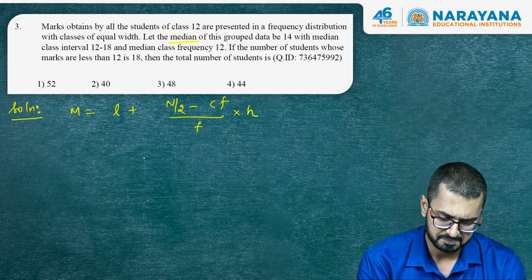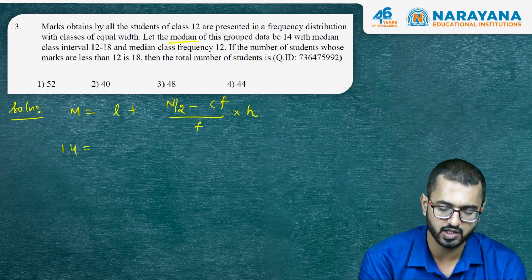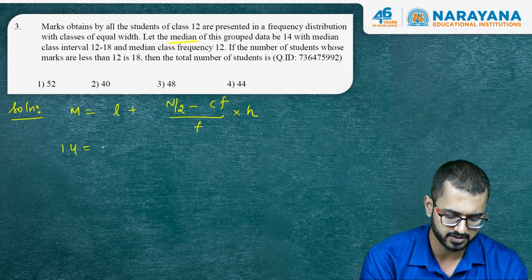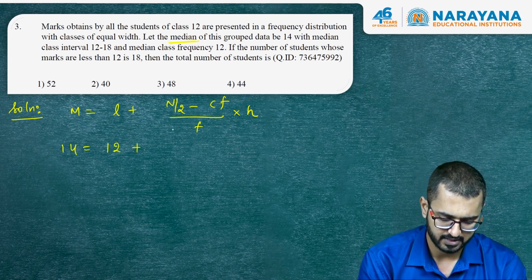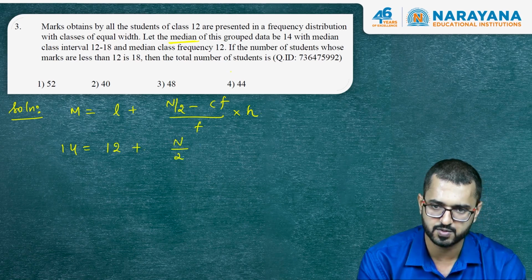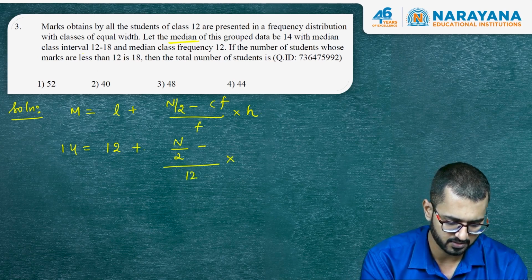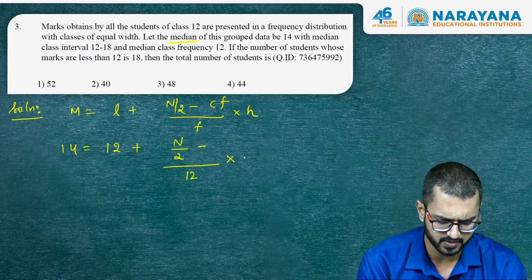And now what do we want? We'll fill in all the data. They have given the median of the grouped data is 14, so we'll write down 14 here, and the median class interval is 12 to 18. So L is the lower limit of the class, which is 12, and then plus n by 2 we want. n by 2 is not given to us, no problem, the number of students we don't have. So minus cumulative frequency we have to see. First let's find the median class frequency, which is given to be 12, so we'll write it down here, and the height is given by the class interval 12 to 18, so the height becomes naturally 6.